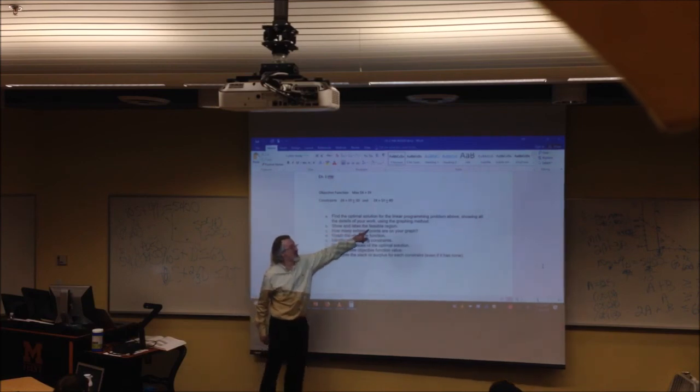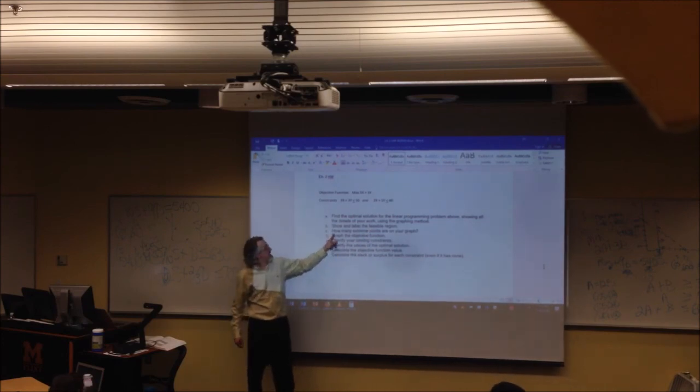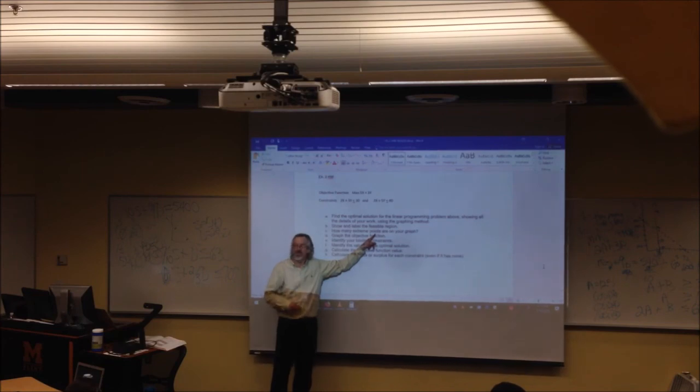B, show and label the feasible region. We talked about the feasible region, right? The description of the feasible region is where all the constraints' shaded areas overlap. All of them overlap. C, how many extreme points are on that graph? You can tell me where every point is touching that feasible region, where 2 lines cross.